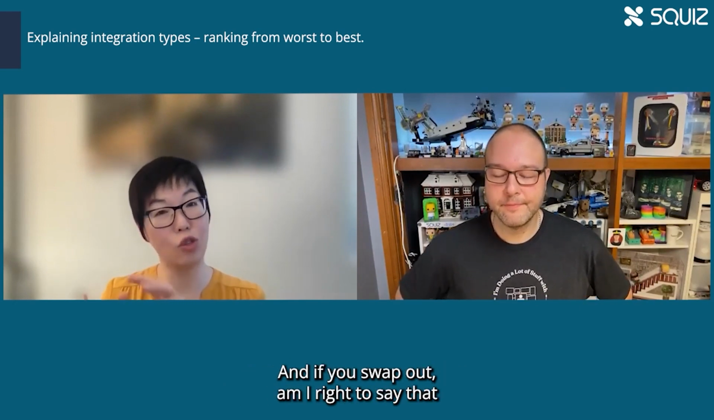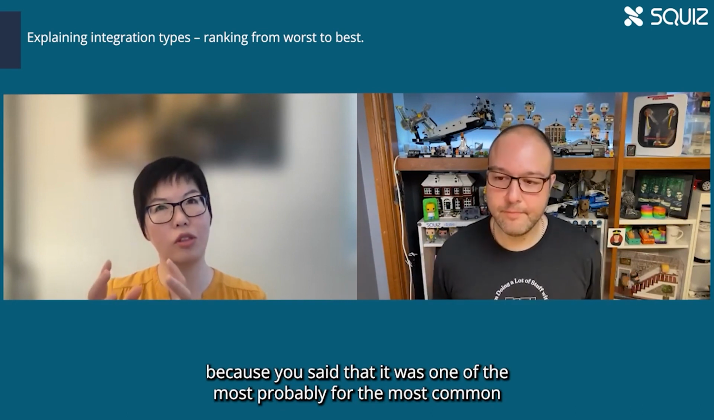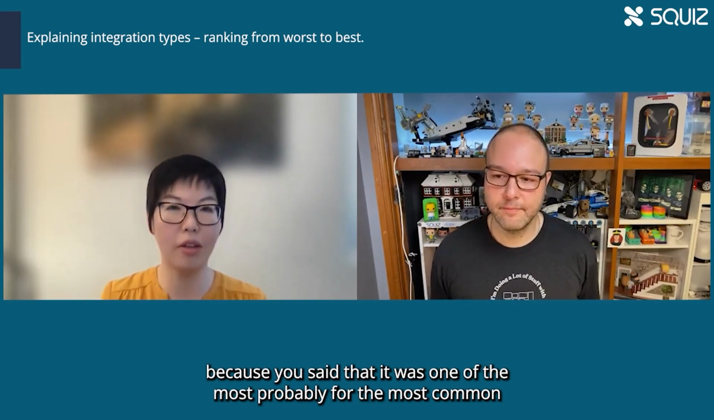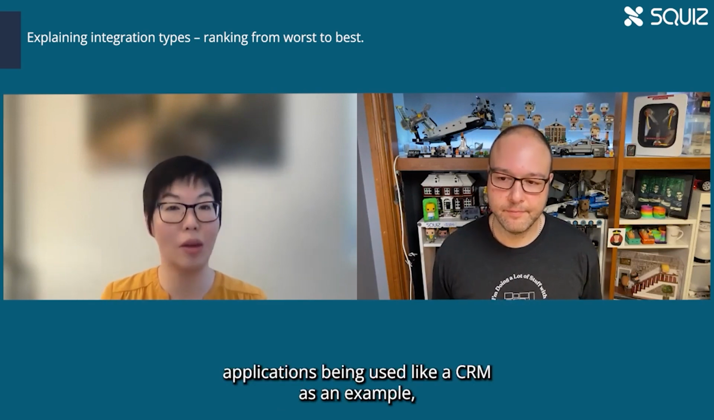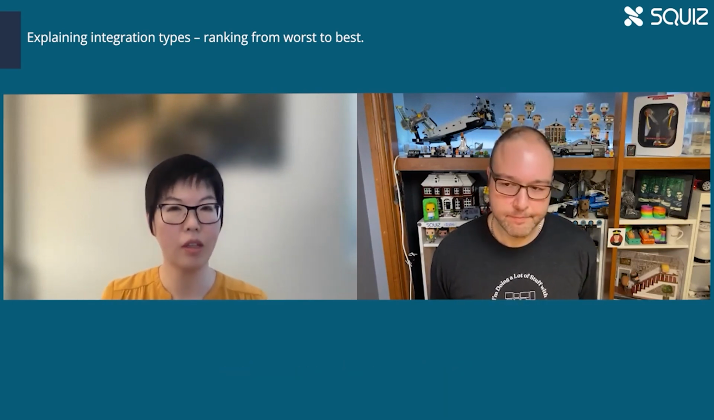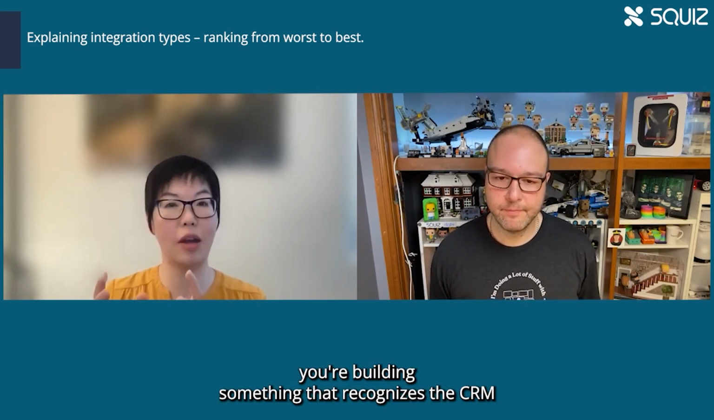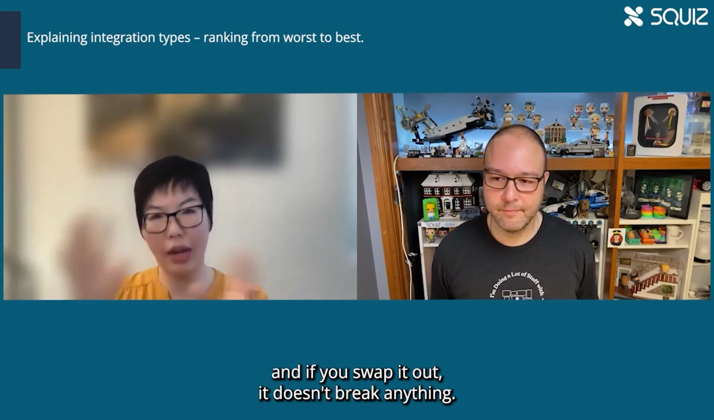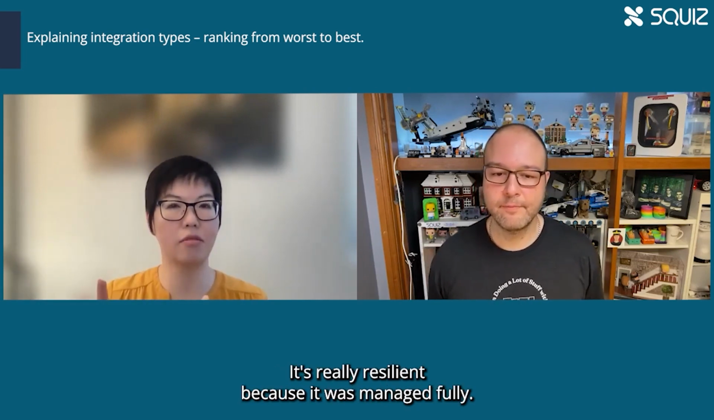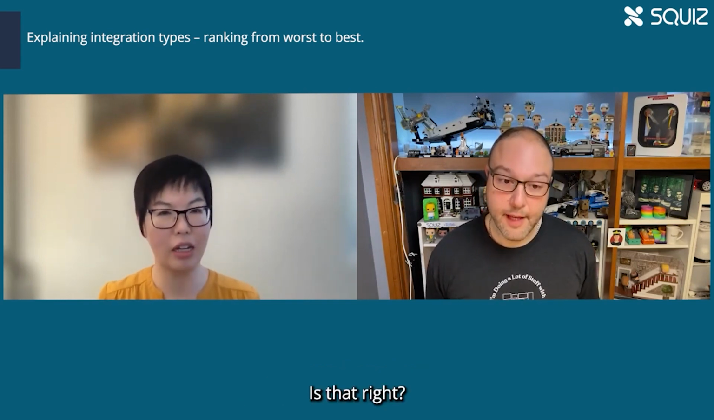And if you swap out, am I right to say that, because you said that it was probably for the most common systems or applications being used, like a CRM as an example, you're building something that recognizes the CRM. And if you swap it out, it doesn't break anything. It's really resilient because it was managed fully. Is that right? Yeah, exactly.